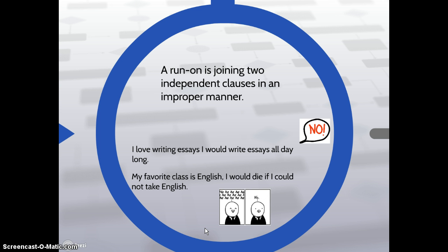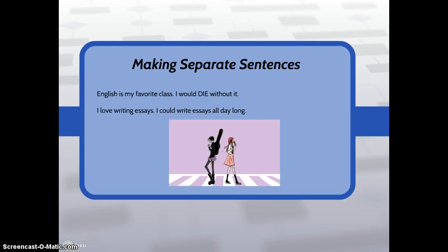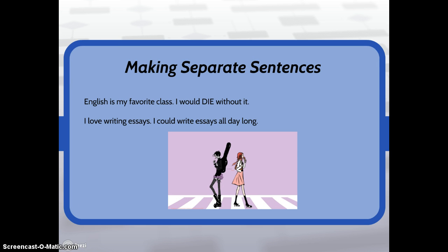So we need to fix these. Okay, so we don't put them in our writing. Well, the first way to fix them is some ways the easiest. You take these two independent clauses, these two things that could be sentences, and you let them be sentences. English is my favorite class, period. I would die without it, period. So two sentences. We've taken something that was dressing up as a long sentence and made two shorter sentences, but both sentences have a subject, verb, complete thought, so they are okay.